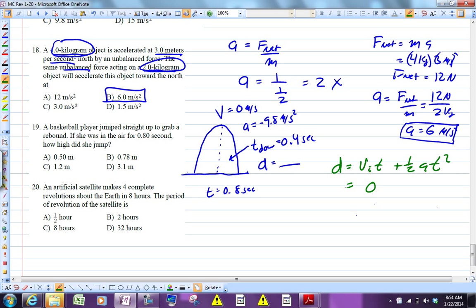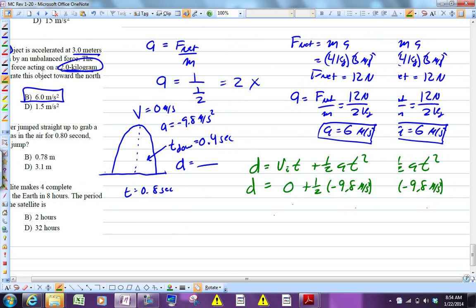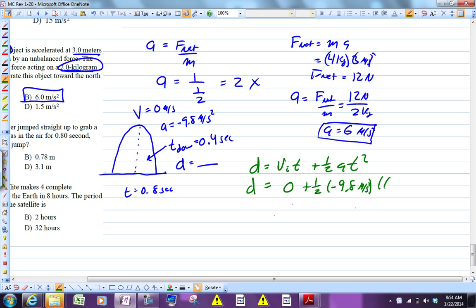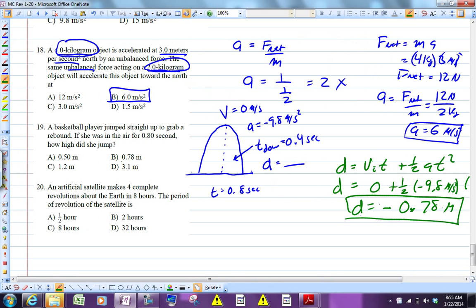Vi is going to be 0. D is what we want to know. The acceleration is minus 9.8 meters per second squared, and the time we're using, because we're only going from the top to the bottom for the purpose of this calculation, is going to be the half time, 0.4 seconds, and you square it. When you do that, you're going to get a displacement that is minus 0.78 meters. That just means from the top to the bottom you went down 0.78 meters. So the highest point you reached was 0.78 meters.